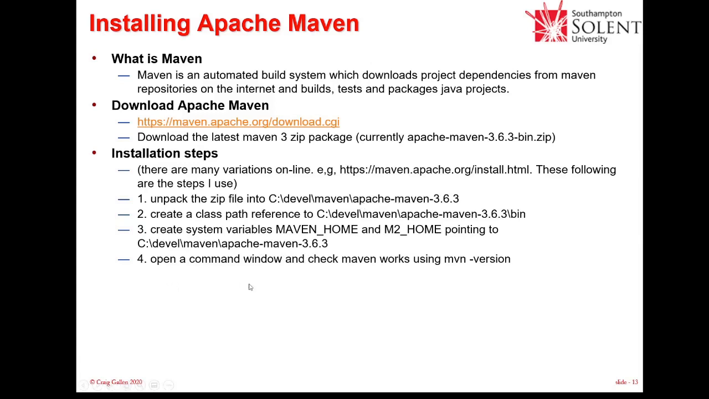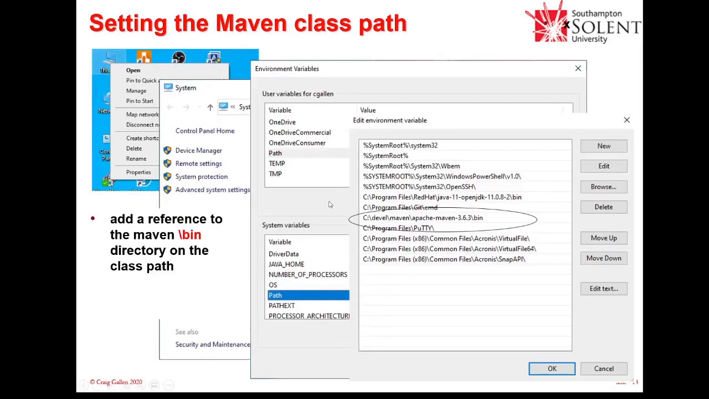And then you open a command window and check Maven works using mvn -version. Okay, so again, I talked about the path. Here I can show you that I've gone through the environment variables and I have put Maven after the JDK, and the bin is obviously what we're looking at.